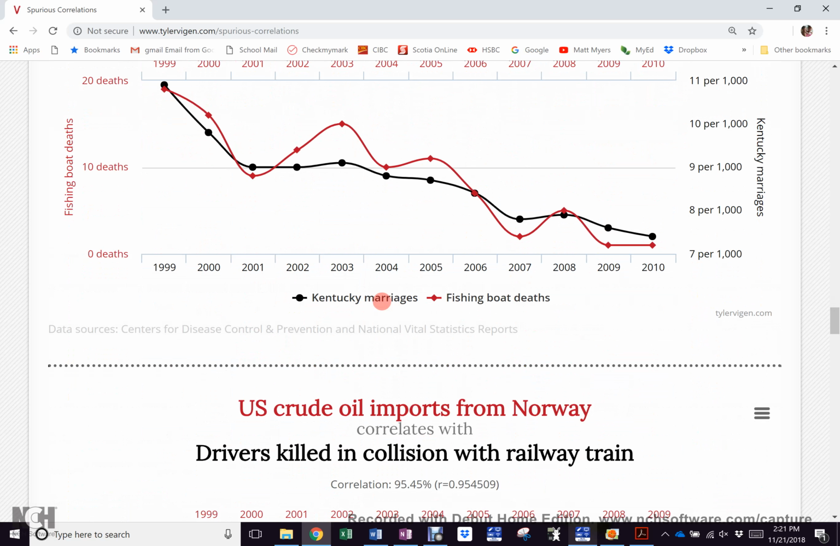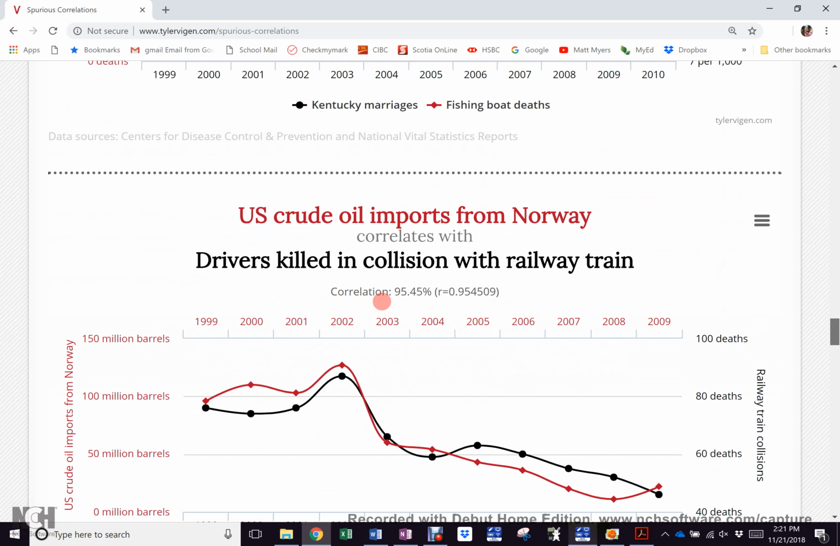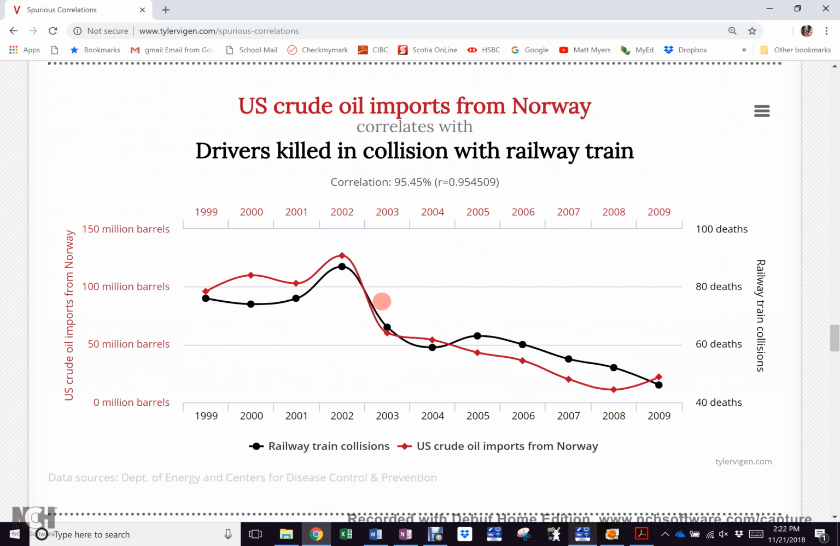Okay, this is the one. One of your peers, and I won't say who, tried to actually prove this one. As the United States imports more oil from Norway, more drivers get killed in collisions with trains. Well, let's see. It is. The more oil they brought in, the more people died crashing into trains. That's what he said. If we have more oil, we must have more trains to move it around. Therefore, of course it makes no sense. But that is one that a politician might be able to say, well, we better not transfer our oil by trains, we better use pipelines.